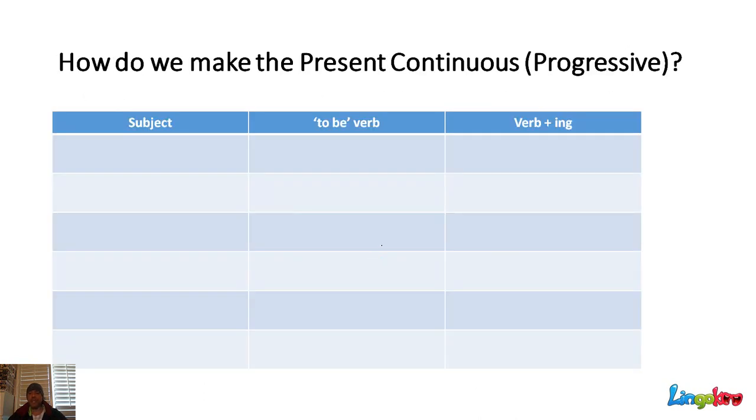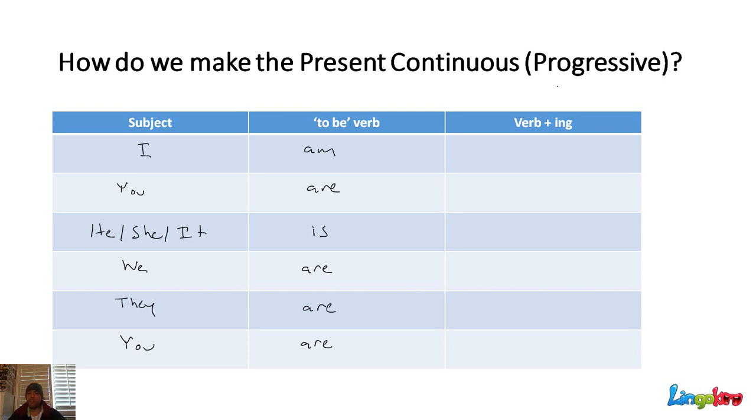So how do we make the present continuous or present progressive? Well, we have to use our subject. So we have our subject, I, you, he, she, it, okay? We, they, and then the plural you. And then the to be verb is am, are, is, and we are, they are, and you are.